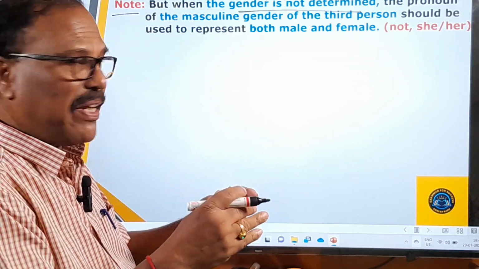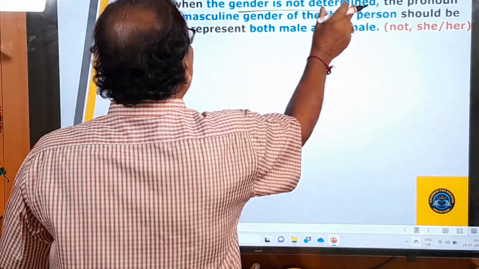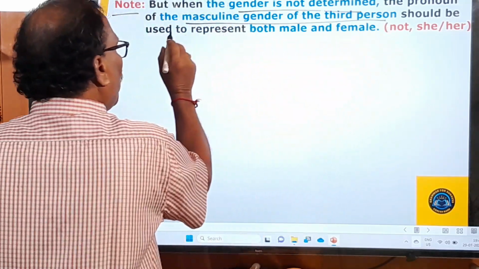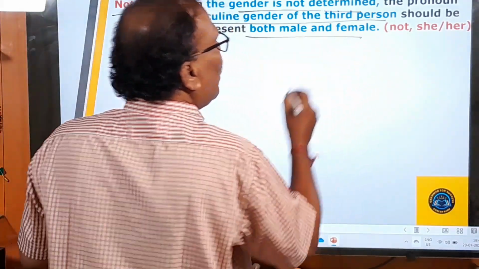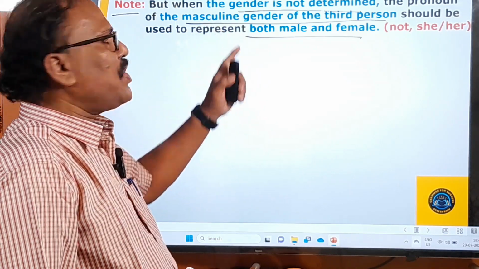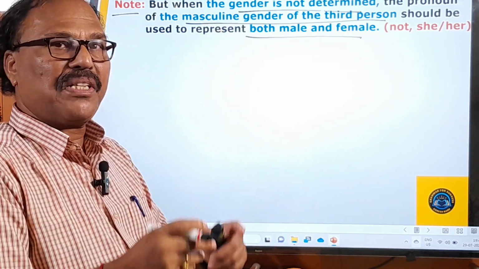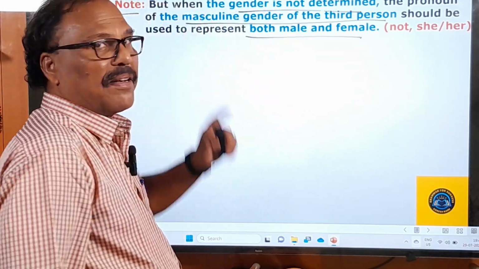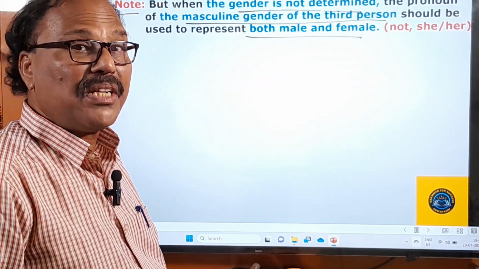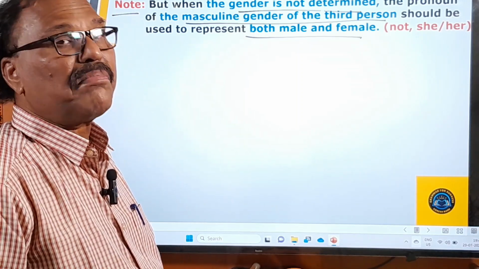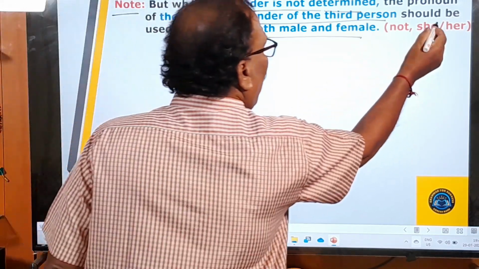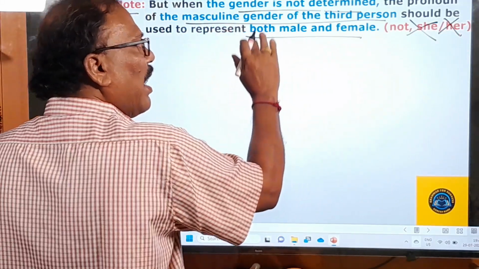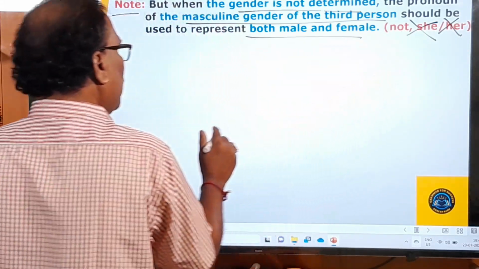But when the gender is not determined, the pronoun of the masculine gender of the third person should only be used to represent both male and female. When no gender is mentioned, when male sex or female sex is not mentioned, you should use only the masculine gender of the third person. Not she or her, but you should use he and his only.